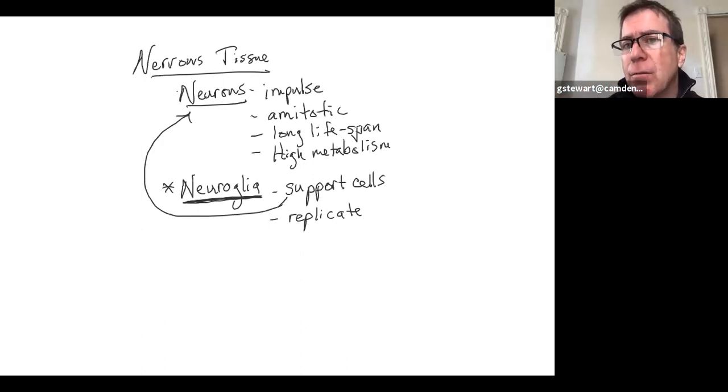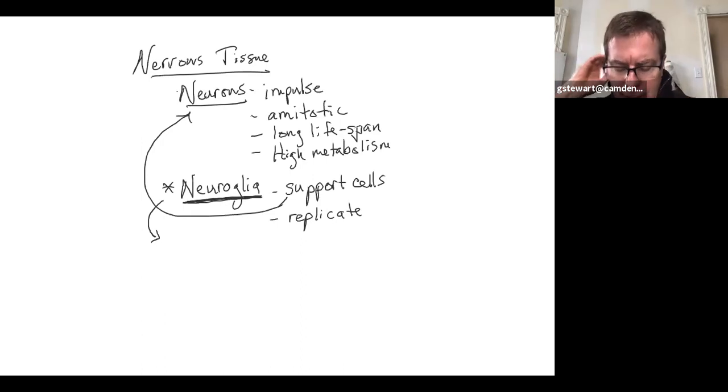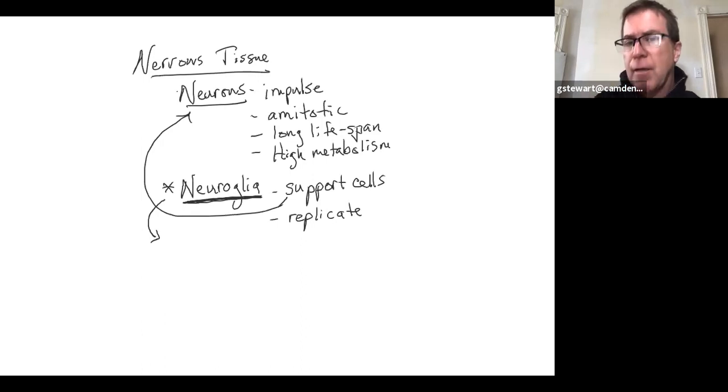All right, now I'm going to talk about the specific types of neuroglia, and I'm going to just hit on them as quickly as I can because, frankly, there's 6 different types, 4 in the central nervous system and 2 in the peripheral nervous system.